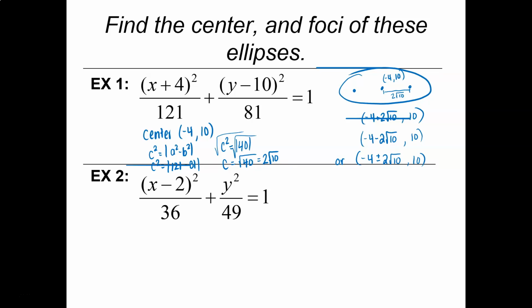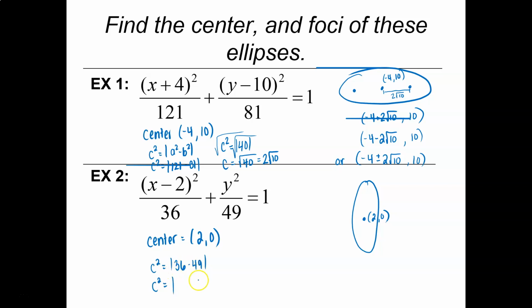All right, for number 2, I've got (x - 2) squared over 36 plus y squared over 49 equals 1. My center for this one is going to be at (2, 0). Okay. Kayla, is this one tall or wide? Tall. And I know my center is right here at (2, 0). I need to find that focal length, that c value. So c squared is going to equal the absolute value of 36 minus 49. Here is the reason they have those absolute value bars. What is 36 minus 49?